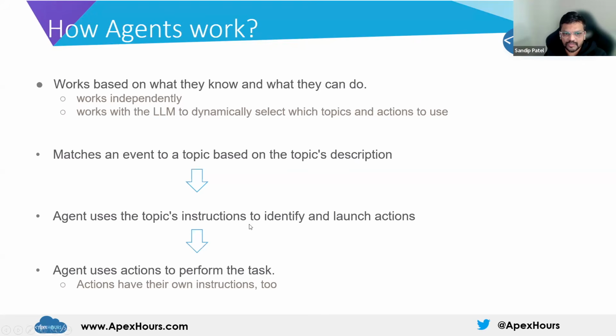So instruction is generally used to set the boundaries, and I also tell the agent which action needs to be launched based on the instruction. So that will be the second step. And once it identifies the action, the agent uses the actions to perform a task.